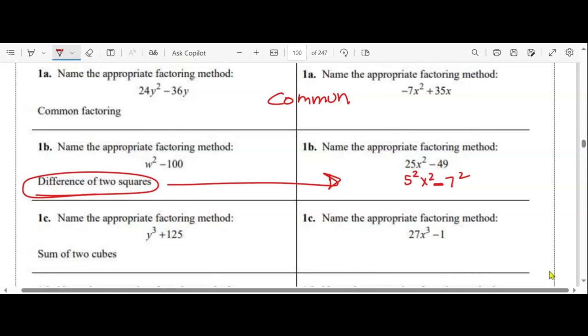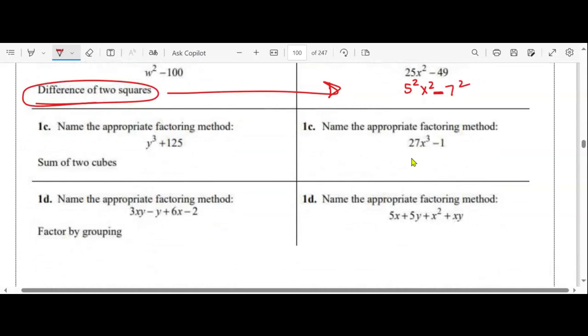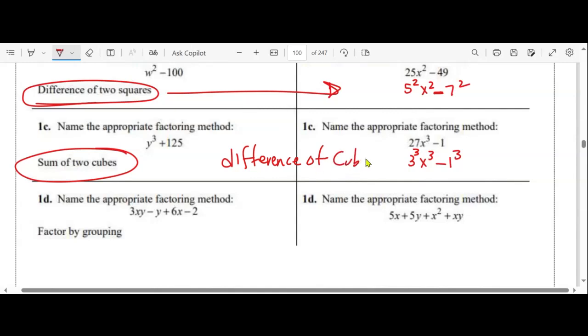Next one. 27 is what? 3 cubed, right? X cubed minus 1 cubed. What technique are we going to use here? Difference of cubes. Not sum, it's going to be difference of cubes, right? This one is sum, okay? So, can I go to the bottom?